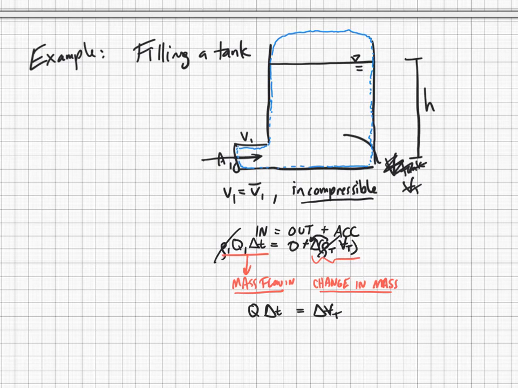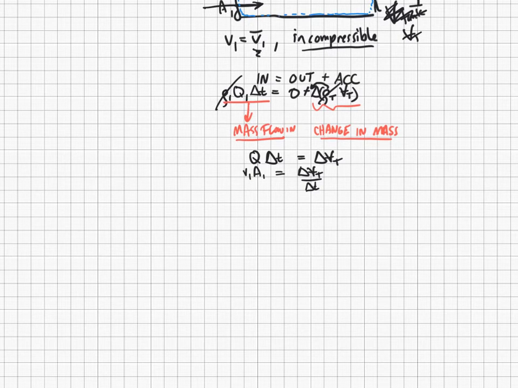Okay, so now what do we want? Well, Q is going to be V1 A1, because it's the average velocity. And I'm going to take this delta T and divide both sides by it, so I get delta VT over delta time. Next, I'm going to make this a derivative. I'm going to take the limit of both of these as delta T goes to 0. Well, what does that do for me? That makes V1A1 equal dVT dt.